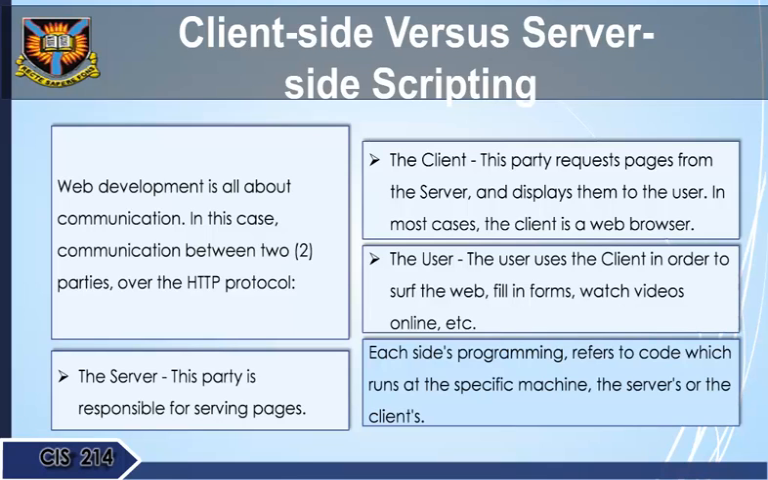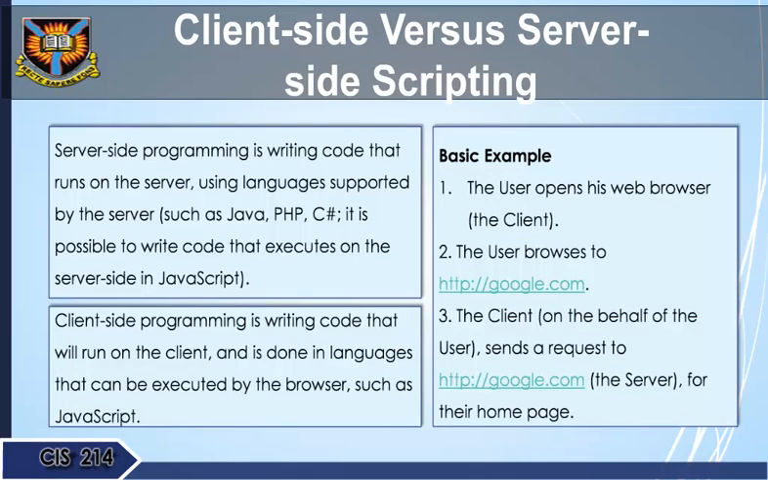Each side's programming refers to code which runs at the specific machine, the servers or the clients. Server-side programming is writing code that runs on the server using languages supported by the server such as Java, PHP, C#. It is possible to write code that executes on the server side in JavaScript. Client-side programming is writing code that will run on the client and is done in languages that can be executed by the browser such as JavaScript.